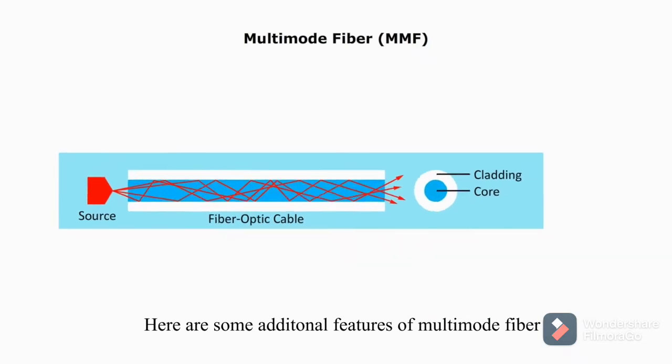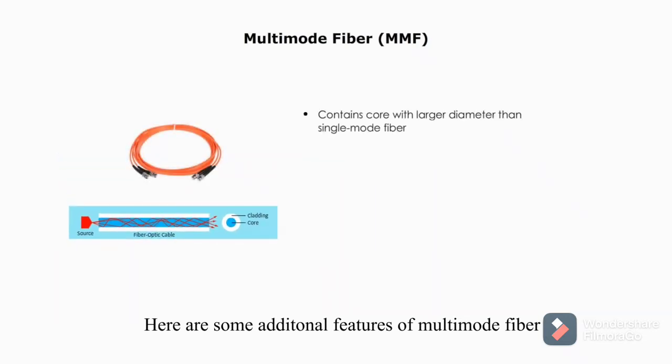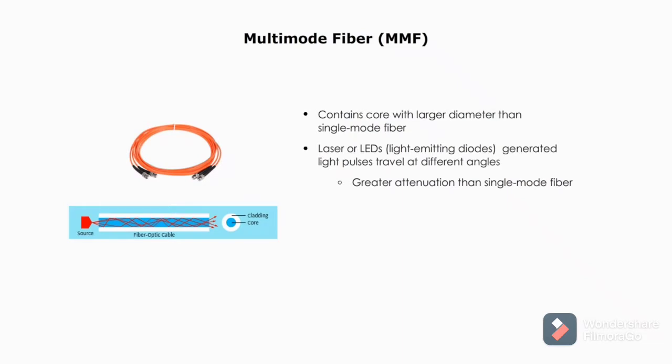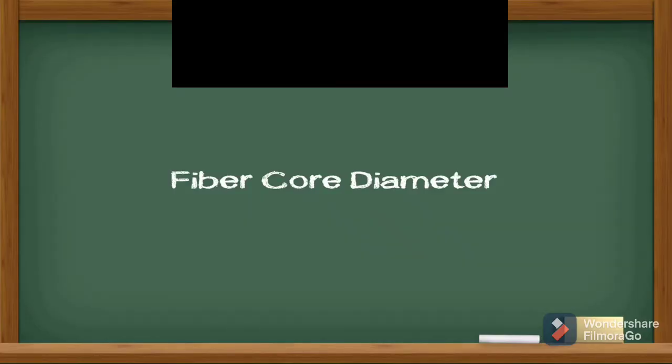So here are some additional features of multi-mode fiber. Multi-mode fiber core has a larger diameter than single-mode fiber. Laser or LED generated light pulses travel at different angles. It has a greater attenuation than single-mode fiber. Modal distortion is the sole problem of multi-mode. Multi-mode is better for short distances. As I mentioned a while ago, if you see a fiber patch cable with orange color, you know that it is made from multi-mode fiber.